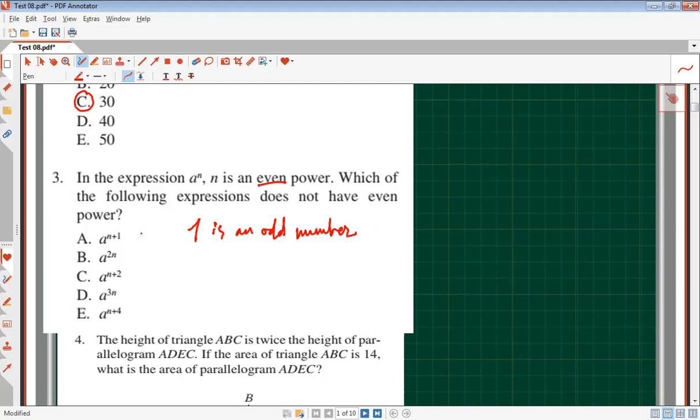And of course, this one is even. This one is also even because n is even. 3 times n is also even. Number 4 is an even number, so it is also even. And option A.